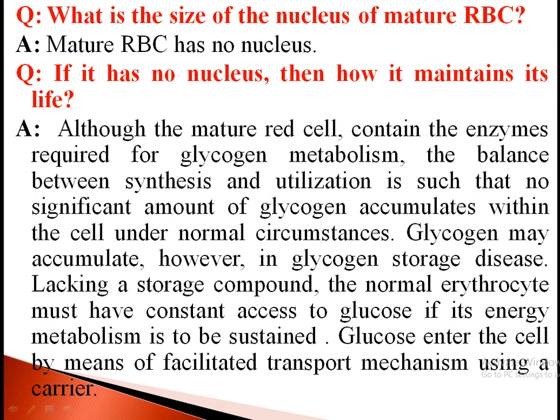The mature RBC contains enzymes required for glycogen metabolism, and the balance between synthesis and utilization is such that no significant amount of glycogen accumulates within the cell under normal circumstances. Glycogen may accumulate, however, in glycogen storage diseases. Lacking a storage compound, the normal erythrocyte must have constant access to glucose if its energy metabolism is to be sustained.